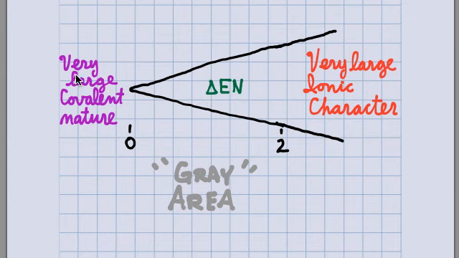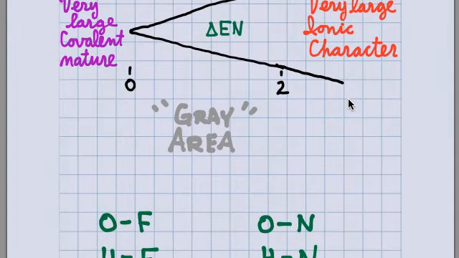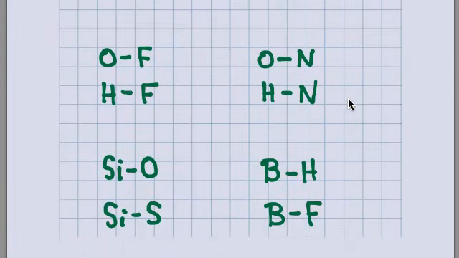Over here we could say we have a large covalent nature to the bond if I have a very small or no difference in electronegativity. But by the time I'm all the way up to 2, I say, or larger, I say there's a very large ionic character, or there's almost no covalent nature to the bond. I use the words nature and character almost interchangeably, as we often do.